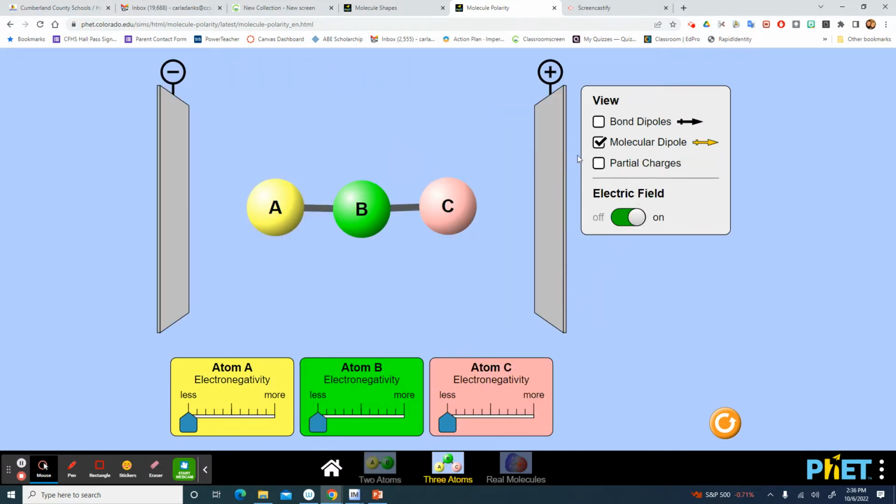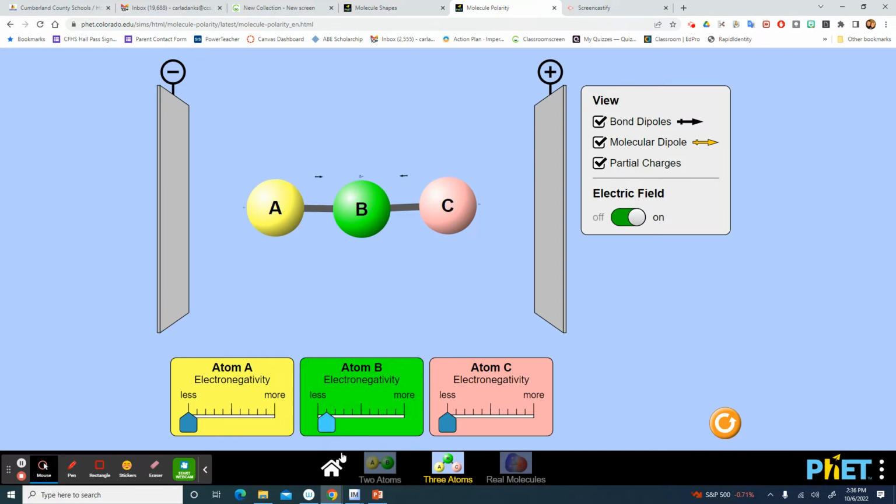Now let's look at a 3-atom molecule. Let's turn our electric field on, and let's show our bond dipoles. They're going to show up in black, and the molecular dipole, which would be referring to the molecule's dipole, will be showing in yellow. That's where we kind of see where they cancel or not. I'm also going to indicate the partial charges.